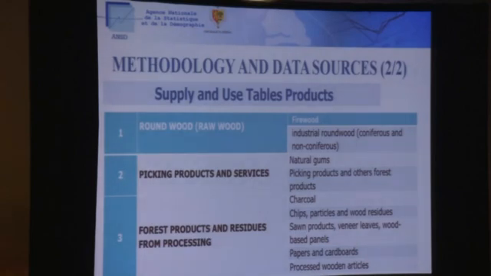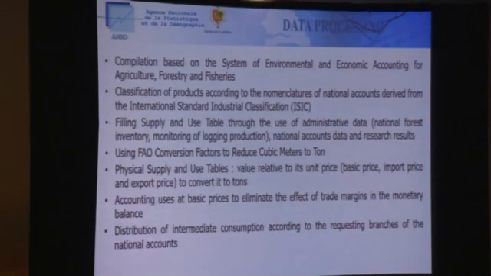The products that we use in the tables are roundwood, firewood, and industrial roundwood. For picking products and services, we use natural gums, picking products, and other forest products. And for forest products and residues from processing, we use charcoal, chips, particles and wood residues, sawn products, veneer leaves, wood-based panels, paper and cardboard, and processed wood articles. The data processing.